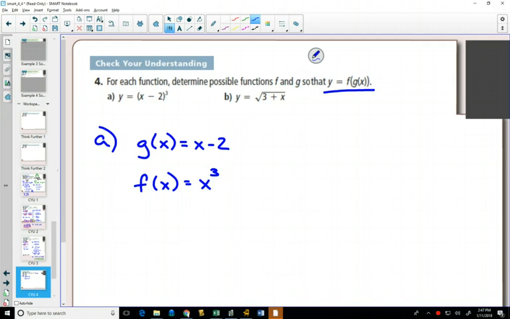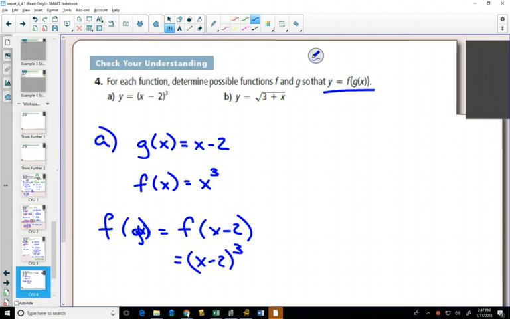And you can do a check, is f of g of x equal to that? So g of x is x minus 2, and if I put x minus 2 into f of x, sure enough, I get x minus 2 cubed.